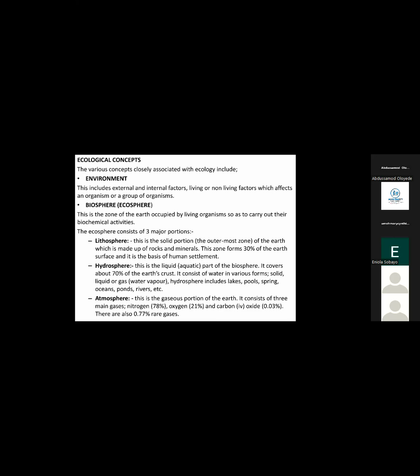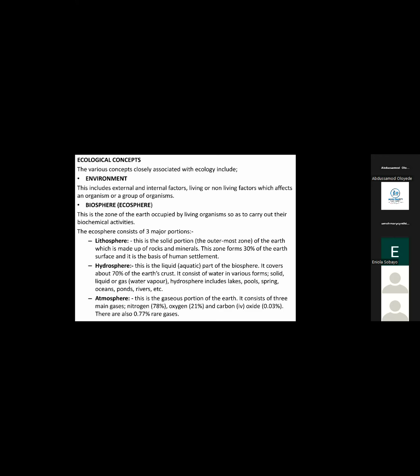Biosphere, as the word implies, bio. When you hear the word bio, let something come to your mind, which is life. Bio means life, while sphere means Earth. They represent Earth. So when we say biosphere, that refers to life on Earth.